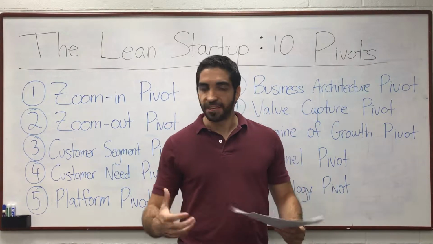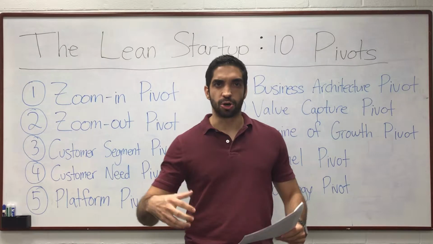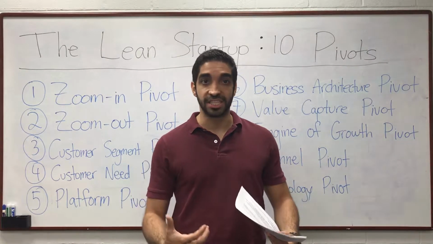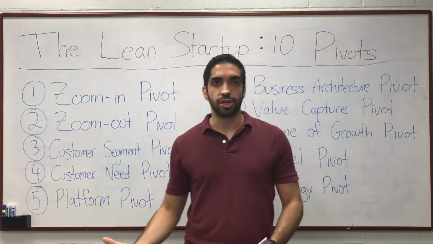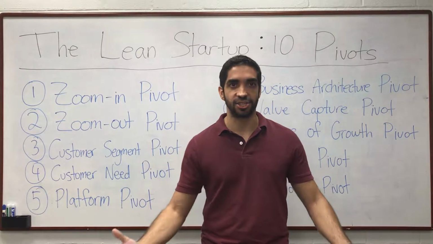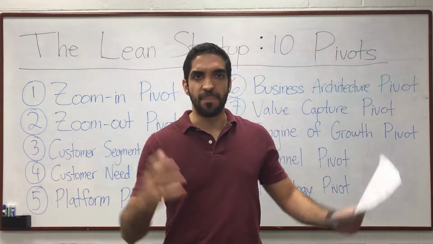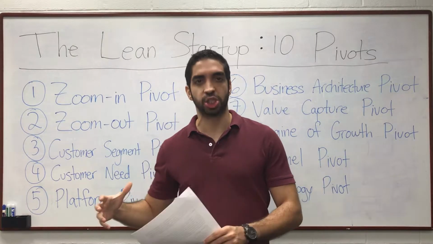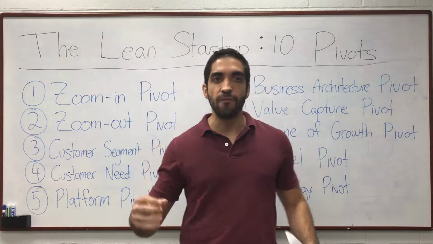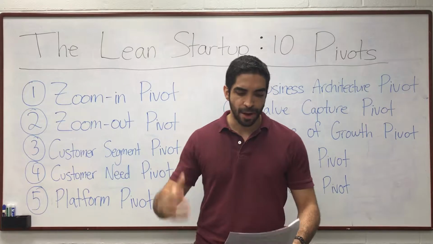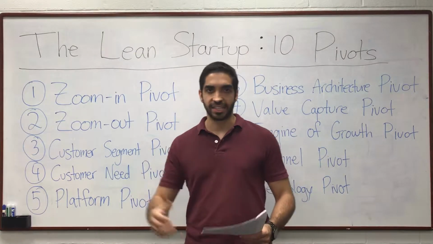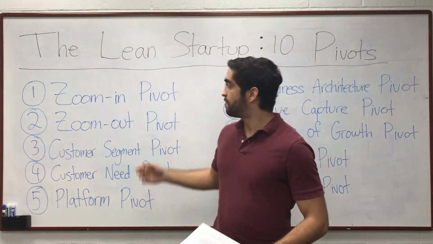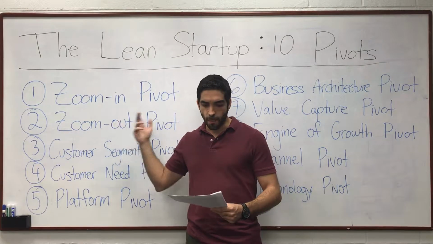Are we making sufficient progress to believe that our original strategic hypothesis is correct? Or do we need to make a major change? That change is called a pivot. A pivot is a structured course correction designed to test a new fundamental hypothesis about the product, business model, and engine of growth. So the first kind of pivot is called a zoom-in pivot.